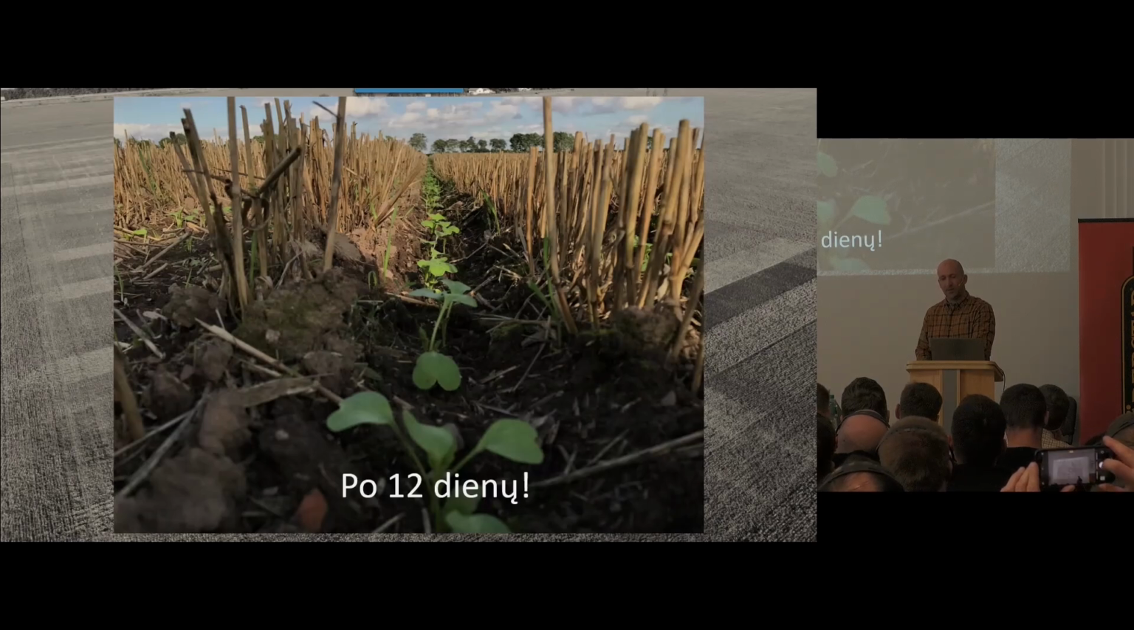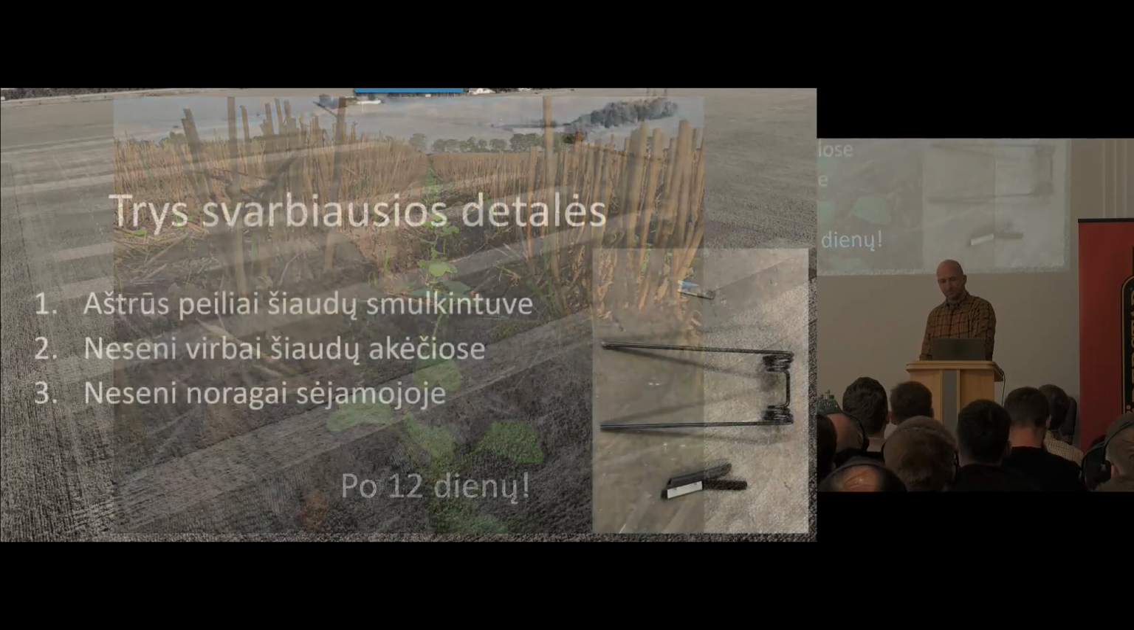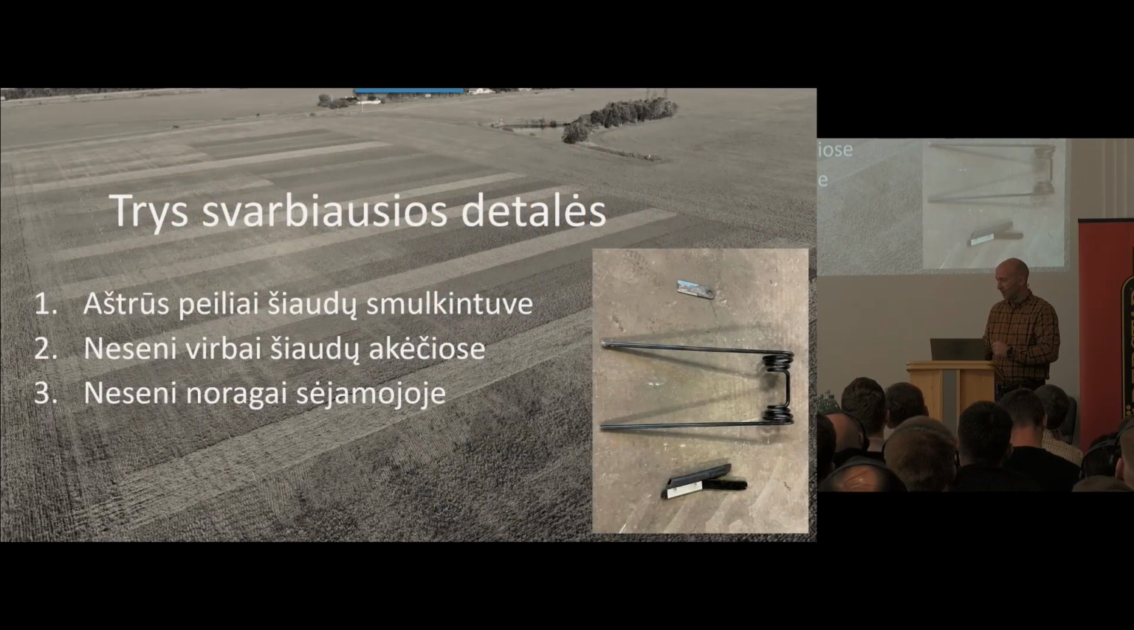So the second year is probably the most important. So you have to believe in the system for at least 2 years to get this effect. And these are 3 very important tools on our farm. The most important one is the knife on the straw chopper on our combine.